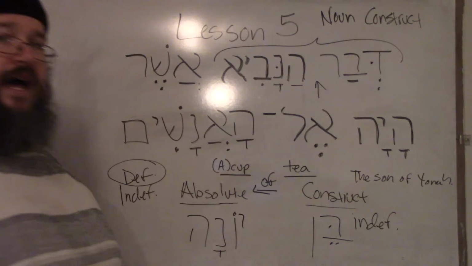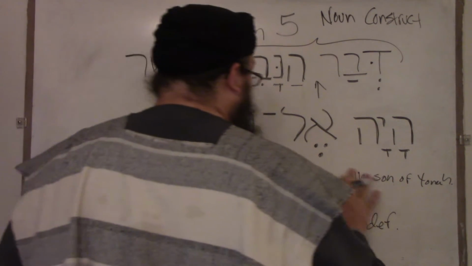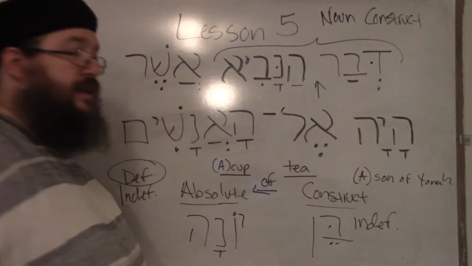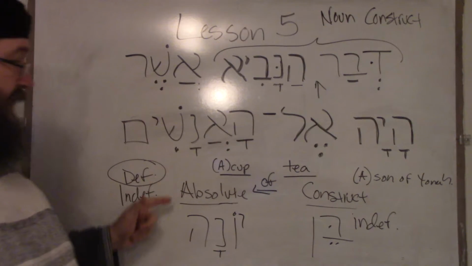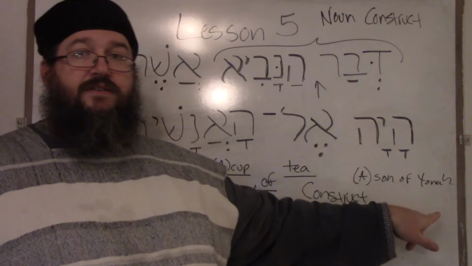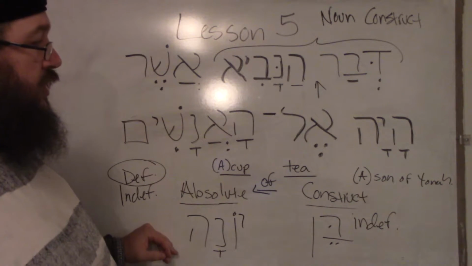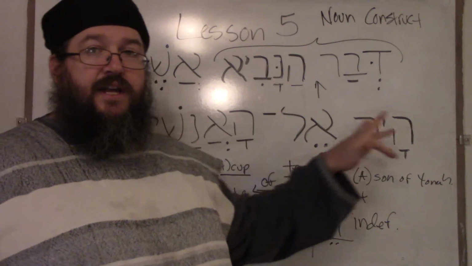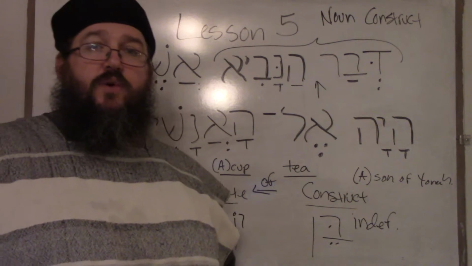That means I'm going to change the definite article here and replace it with the indefinite. Now we're referring to a son, but the absolute state still stays absolute. It still stays in the definite state. Okay? So now Ben Yonah is no longer the son, but it's now referred to as a son of Yonah. A one. That means one of many of Yonah's sons.